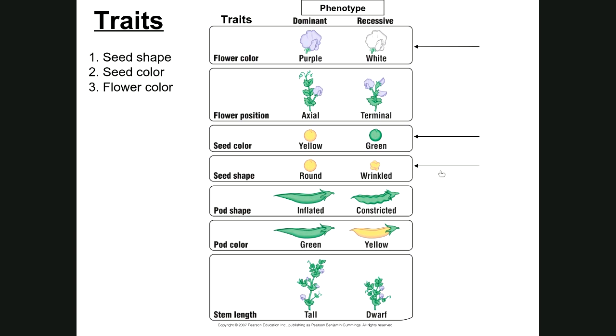So listen carefully. Mendel studied 7 traits. You are responsible for just these 3, which I'll also give you in your notes. So you can see here the traits he actually focused on were flower color, flower position, seed color, seed shape, pod color, and stem length.